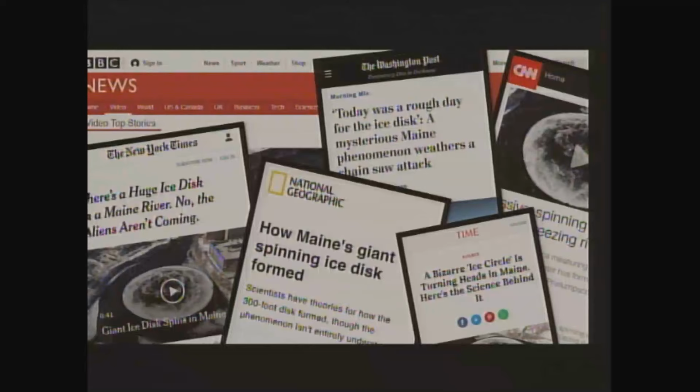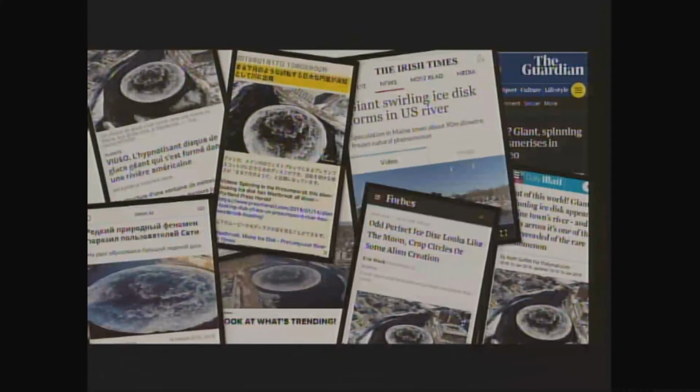So we had a lot of major news organizations cover Westbrook and the ice disc. If you look at the screen, you see National Geographic, the Washington Post, Time, New York Times, BBC, CNN, and here's some other foreign publications. Looks like Russia, France, Japan, the Irish Times, The Guardian is Australia, Daily Mail is UK. It was trending on MSN.